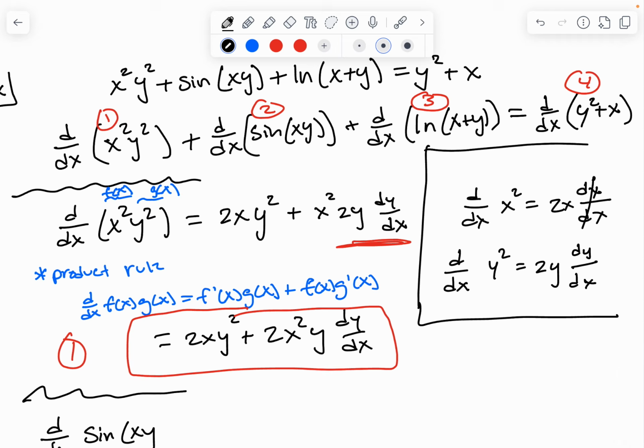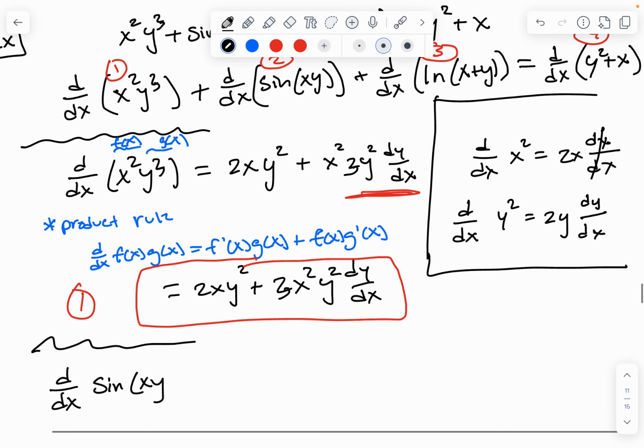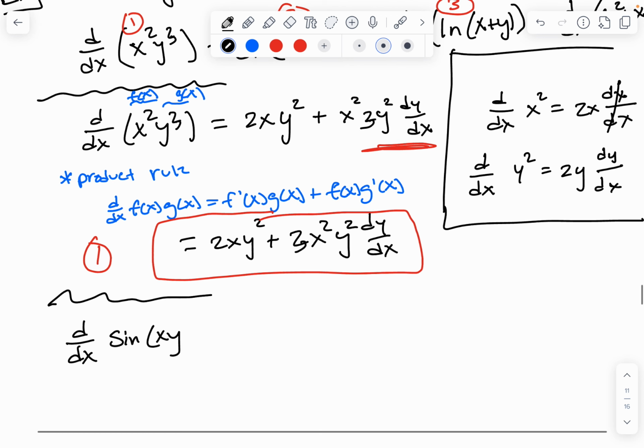And actually, guys, I apologize. This y term right here was supposed to actually be a 3, and not a 2. So this actually ends up being 3y squared, and this ends up being 3x squared y squared. Sorry about that. Anyway, let's continue on to this.